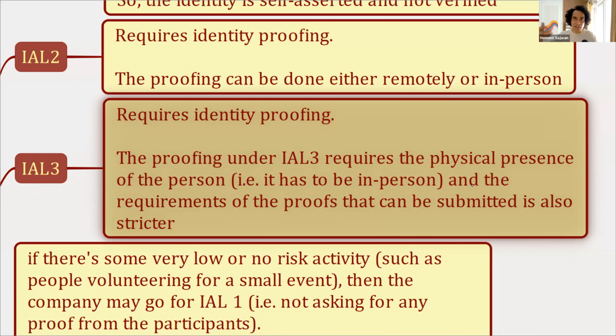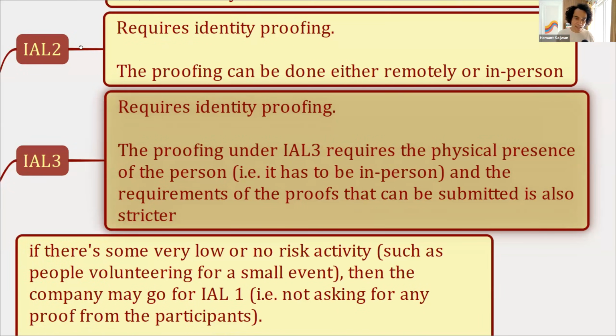So these are the three levels that can be used when creating somebody's identity: IAL1, 2, and 3. IAL1 does not require any submission of proof. IAL2 and 3 require the submission of identity proof. But in IAL2, you can submit the proof online or in person, while in IAL3, the proof has to be submitted only in person. And that is what this note says here.